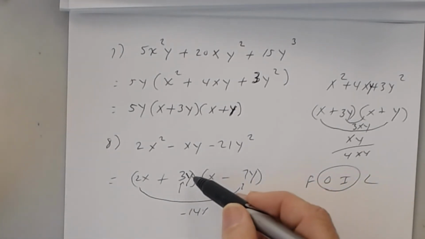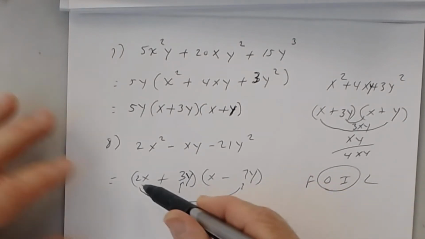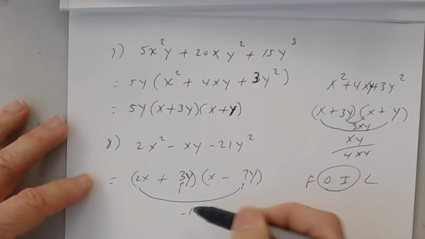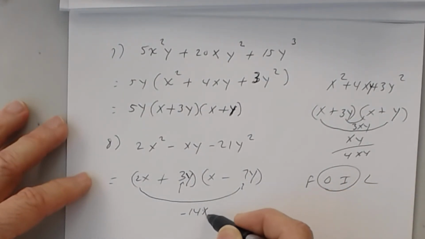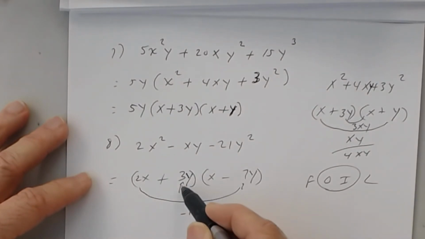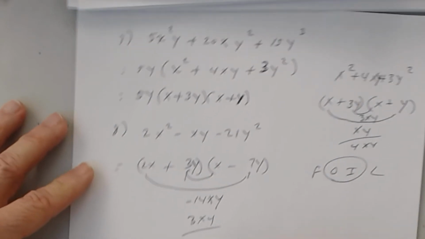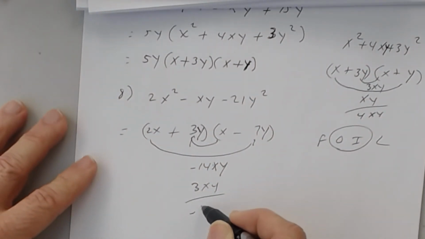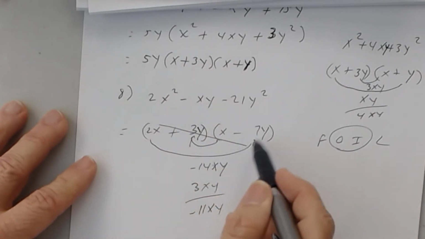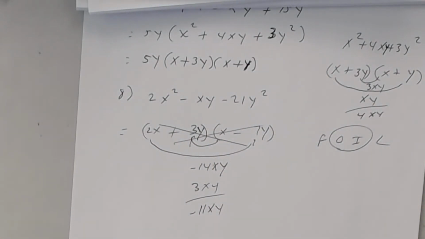Y squared. Okay, so let's do the outer. What is 2x times a negative 7y? Negative 14x. Okay, and let's do the inner. What's 3y times x? When I add them up, what do I get? Is that what I wanted? No. So that didn't work. So maybe switching the 3y and the 7y instead. Trial and error.